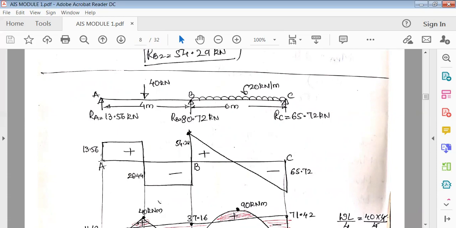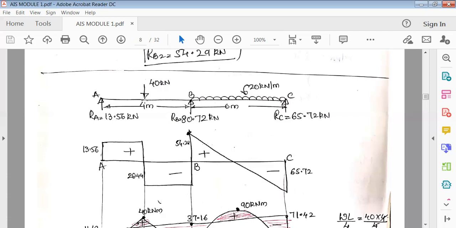You have to use the calculator. All upward forces are positive and downward forces are negative. Start at point A. RA is going upward, so upward means plus, so type 13.56 in the calculator. Between A and this loading of 40 kilonewton there is no load, so draw a straight line. It is now 13.56, a plus value. Continue with the same 13.56.